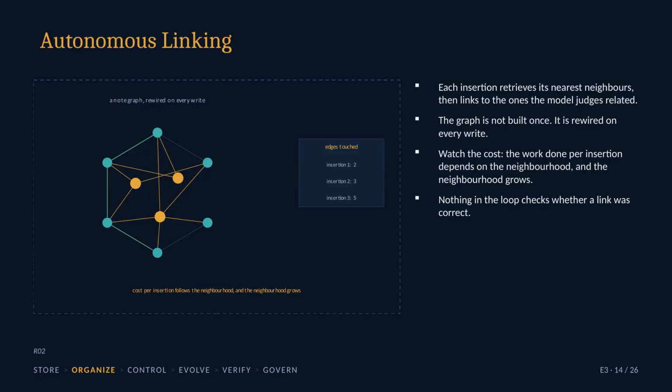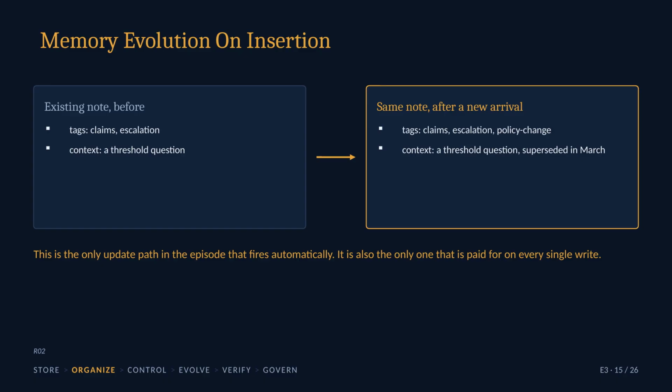And watch what is absent again, nothing in this loop ever checks whether a link was correct. The links are generated, stored, and then trusted for as long as the store exists. Generated, stored, and trusted, 3 verbs, and only the first 2 are cheap. And there is one more step, which is the most interesting thing in this architecture.